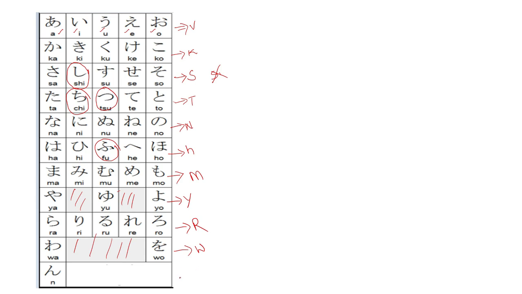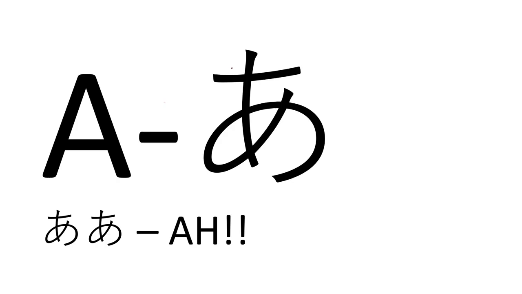And the last line is the exception too. The exception is this letter doesn't have any vowel inserted into it. So this is an exception and this is an exception too. Let's start from vowel A.